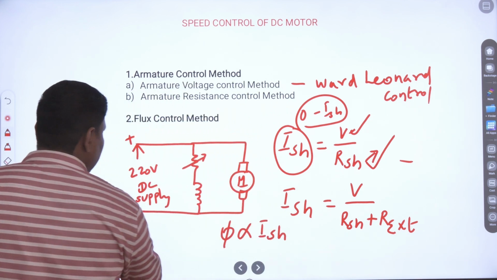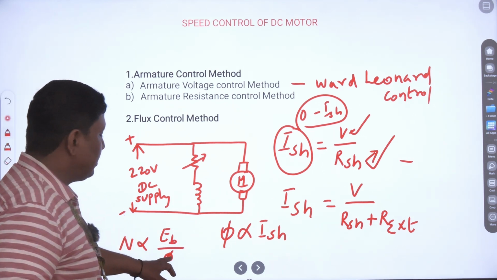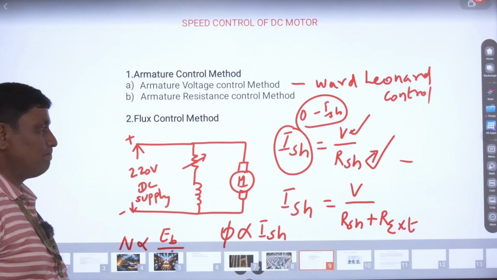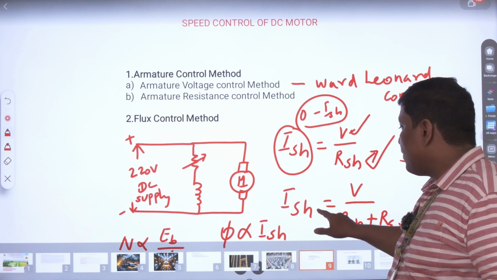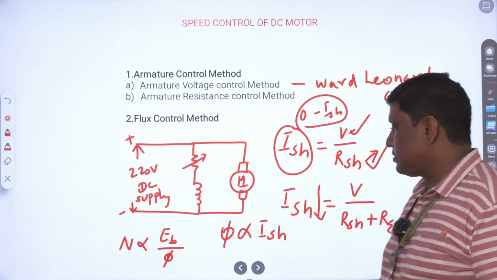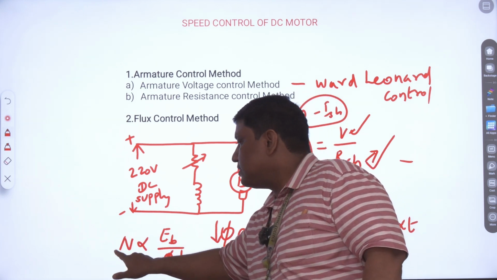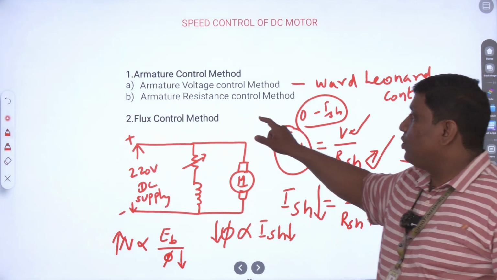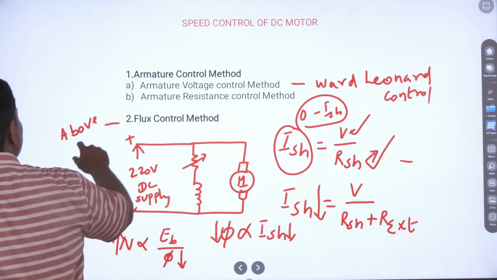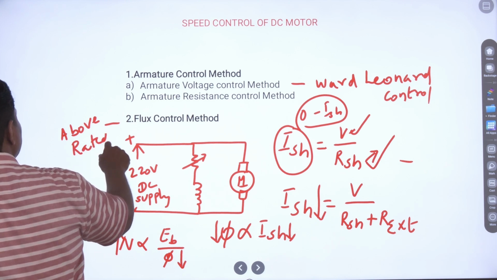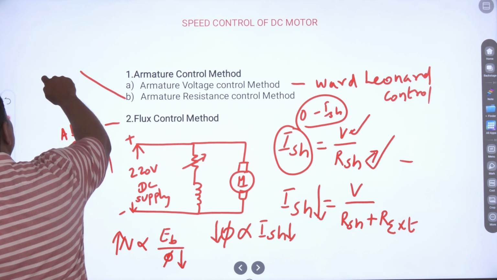Now you know the relation, right? So N is proportional to EB divided by phi. Here the flux is inversely proportional to the speed. So now if you are adding the external resistance in series with the field winding, the ISH value decreases. ISH value decreasing means flux also decreases. When the flux decreases, the speed increases. Clear? So flux control method is called above rated speed. It provides above rated speed. Clear? The armature resistance control method provides below rated speed.